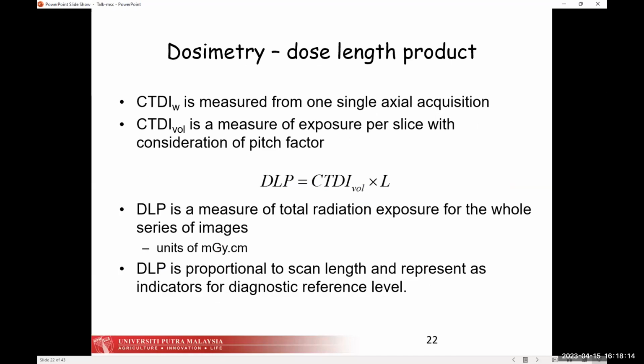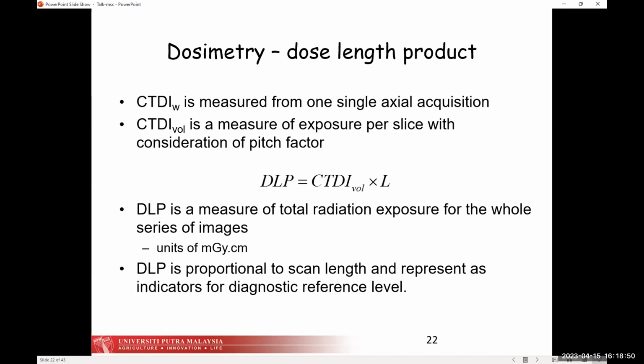Okay, again, this is the ultimate dosimetry for CT, which is dose length product. Again, we need to remember that CTDI, weighted CTDI is measured only from one single axial acquisition, one rotation only. The same goes for volume CTDI, also measured per slice with consideration of pitch factor. And then we have the dose length product. Dose length product is equal to CTDI vol multiplied by the scan length.